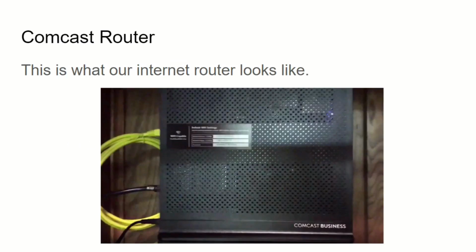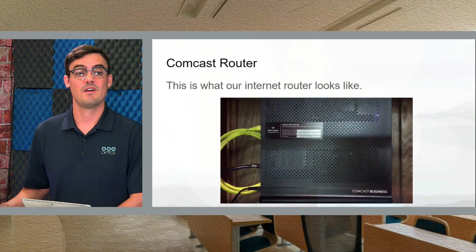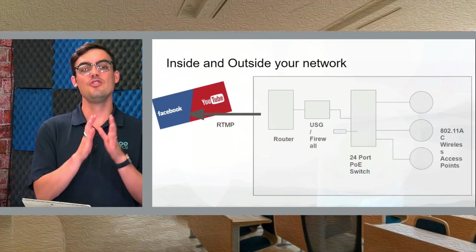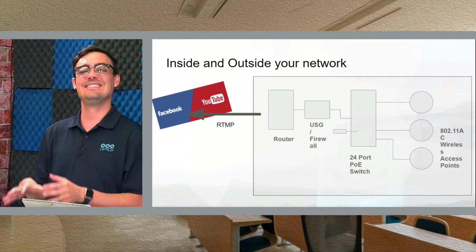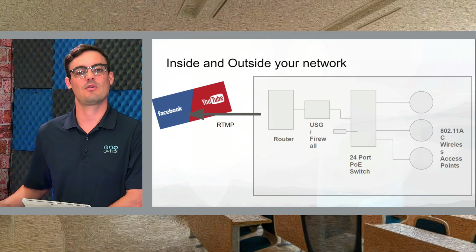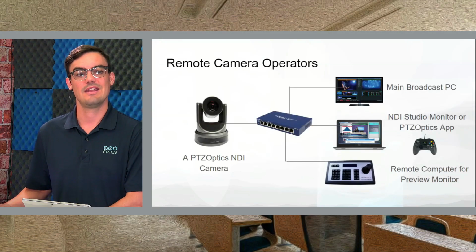This is what our router looks like, just to give some folks an idea. This is what our Comcast router looks like, and it provides internet. It also has its own little wireless hotspot. But keep in mind, YouTube and Facebook, that's outside of our network. So we're talking about inside of our local area network, and we'll touch on NDI, which is a great IP protocol that is inside your local area network.